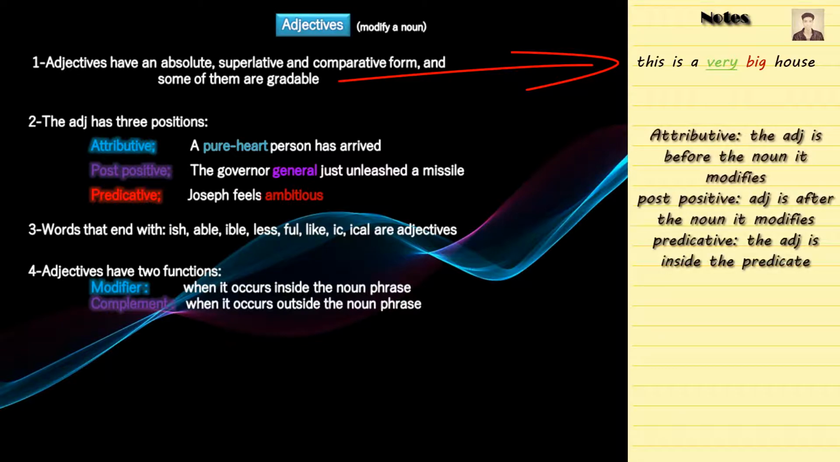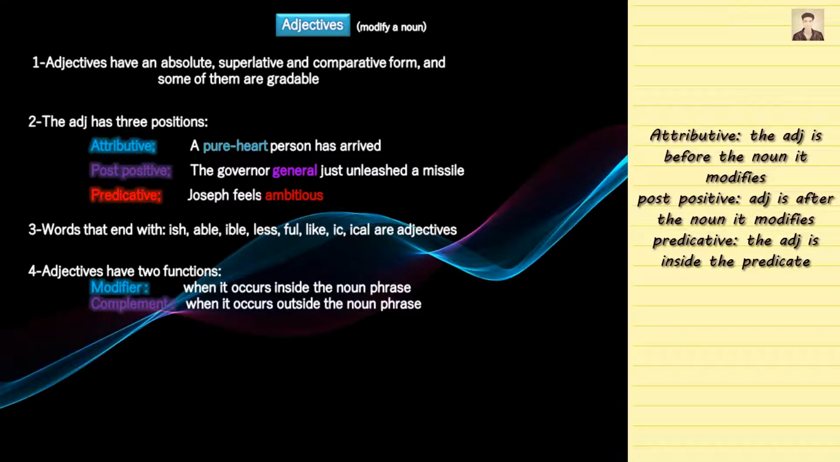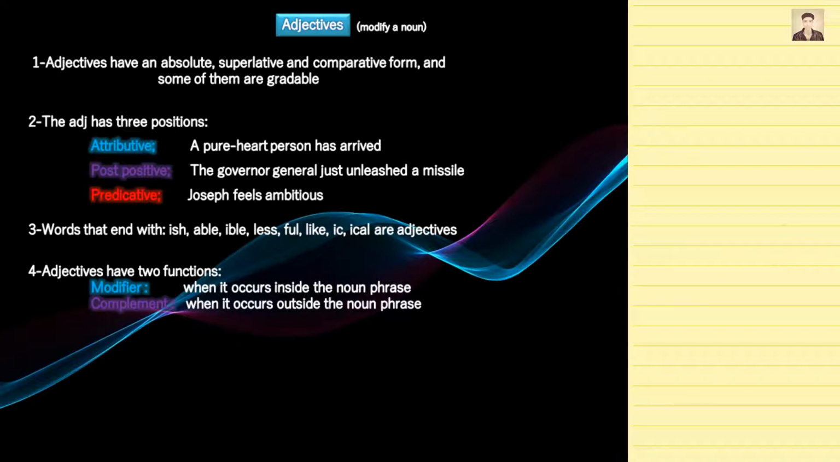Second, the adjective has three positions: attributive, a pure-hearted person has arrived; postpositive, the governor-general just unleashed a missile; predicative, Joseph feels ambitious. Third, words that end with these suffixes are adjectives: -ish, -able, -less, -ful, -like, -ic, -ical.